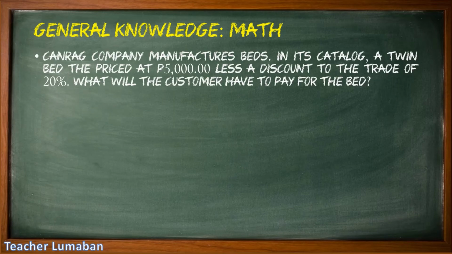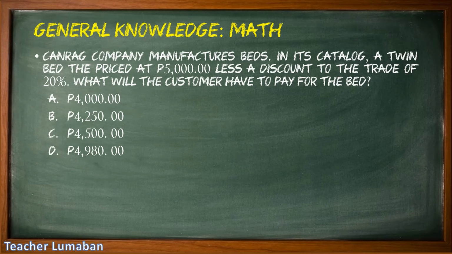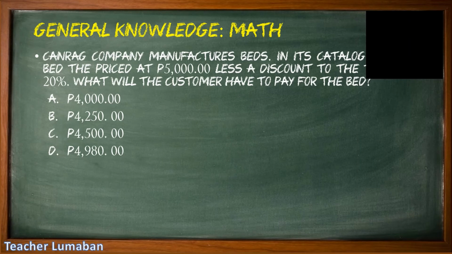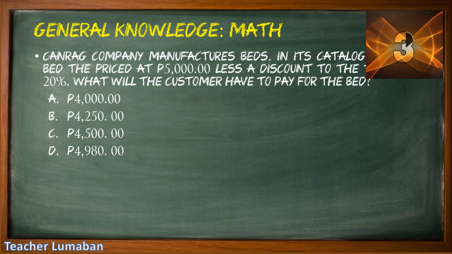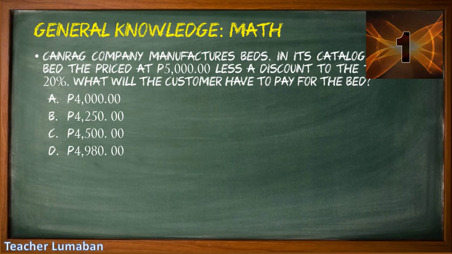Kenrag Company manufactures beds. In its catalog, a twin bed is priced at 5,000 pesos less a trade discount of 20%. What will the customer have to pay for the bed? Letter A, 4,000 pesos. Letter B, 4,250 pesos. Letter C, 4,500 pesos. Letter D, 4,980 pesos. Please answer in 5, 4, 3, 2, 1.